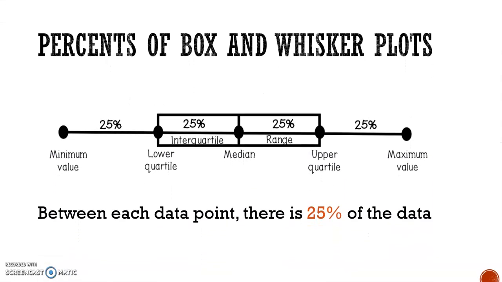So just a refresher from the previous lesson, we have percents of box and whisker plots between each data point: between the minimum value and the lower quartile, between the lower quartile and median, between the median and upper quartile, and between the upper quartile and max. There's 25% of the data. And it doesn't matter if it's very close together, if that lower quartile was way over here, so it's really tiny, and then the lower to median is really big. It doesn't matter. It's always 25% every single time.